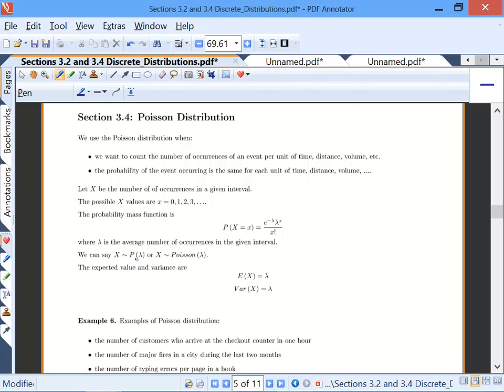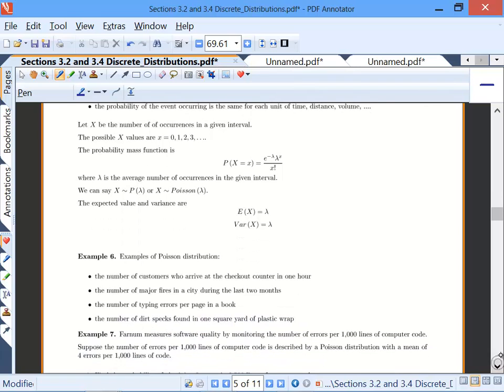You can say that x is distributed P of lambda. The book uses this notation. I've really never seen anyone else use it. I would prefer to write out Poisson lambda, because P makes me think that it's just a probability. The expected value and variance are coincidentally both equal to lambda.